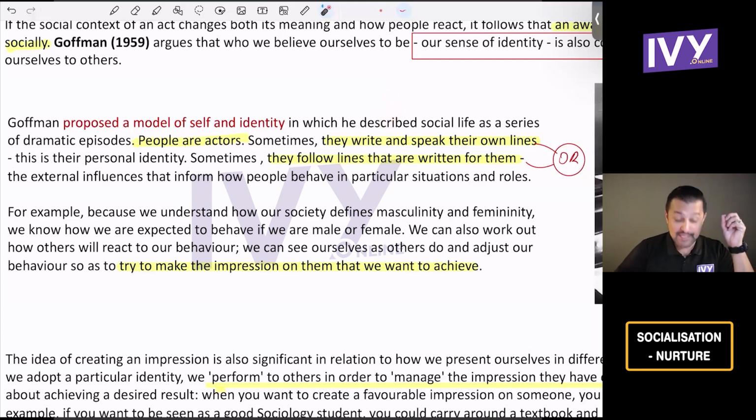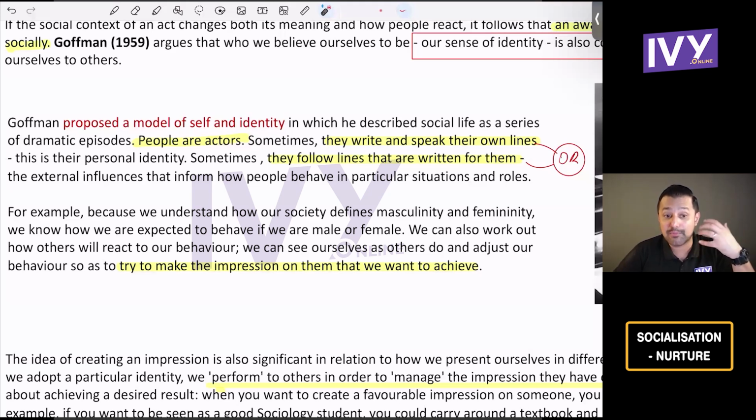So, for example, because we understand how our society defines masculinity and femininity, right? I'm a male. Our society has certain expectations of how it is like to act like a male, and so is the case for females. Because we understand how our society defines masculinity and femininity, we know how we are expected to behave. If we are male or female, we can also work out how others will react to our behavior. We can see ourselves as others do and adjust our behavior so as to make the impression on them that we want to achieve, right?